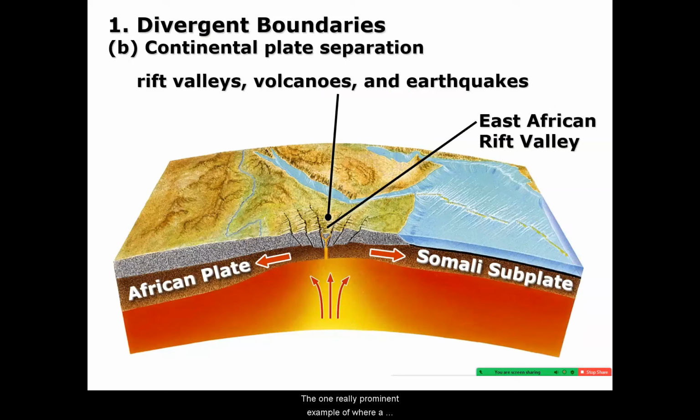The one really prominent example of where a continental plate boundary seems to be divergent in nature is the East African Rift Zone. In this area, it seems like the Horn of Africa is starting to separate away from the rest of the African continent, and a new plate boundary is developing. In these areas, you have rift valleys as the land pulls apart. You have volcanoes as those rifts get filled with magma. And you do have earthquakes, somewhat more severe than in the oceans, as these blocks move against each other to reaccommodate the fact that you're forming a rift there.